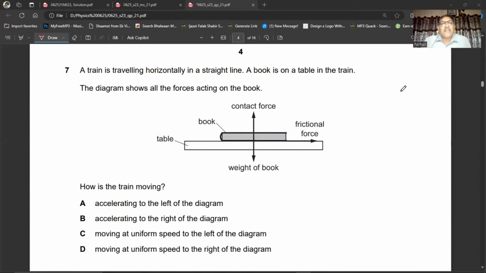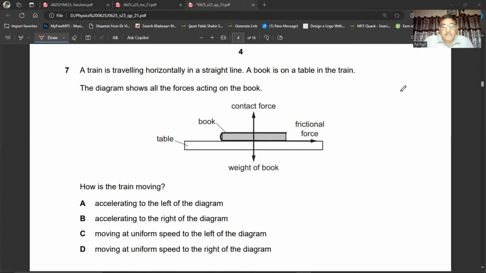Question number 7. A train is traveling horizontally in a straight line. A book is on a table in the train. The diagram shows all the forces acting on the book. How is the train moving? You see, the upward force and downward force are balanced with each other. The weight is acting downward, the reaction of the table is acting upward. Now, the table is basically not moving, the train is moving, we think, and the friction between the book and the table is towards the right.